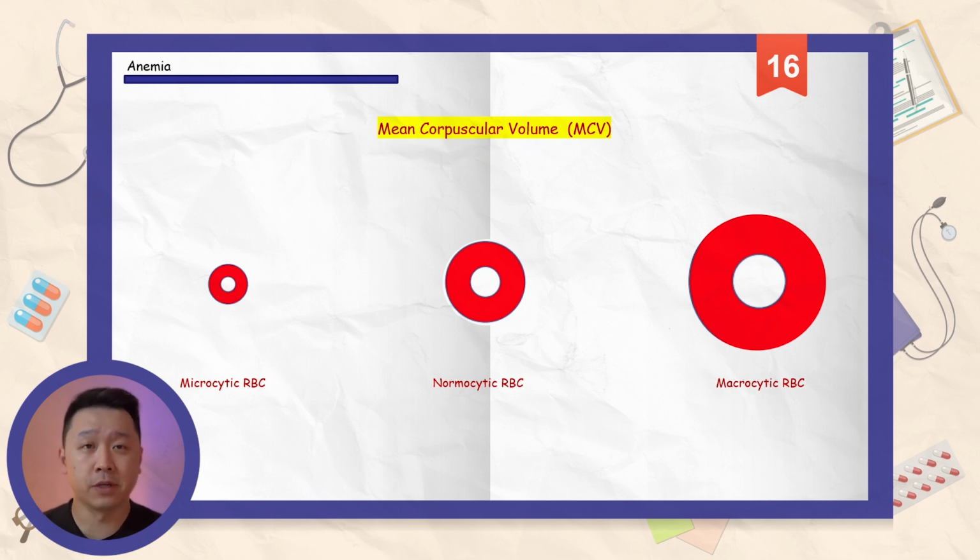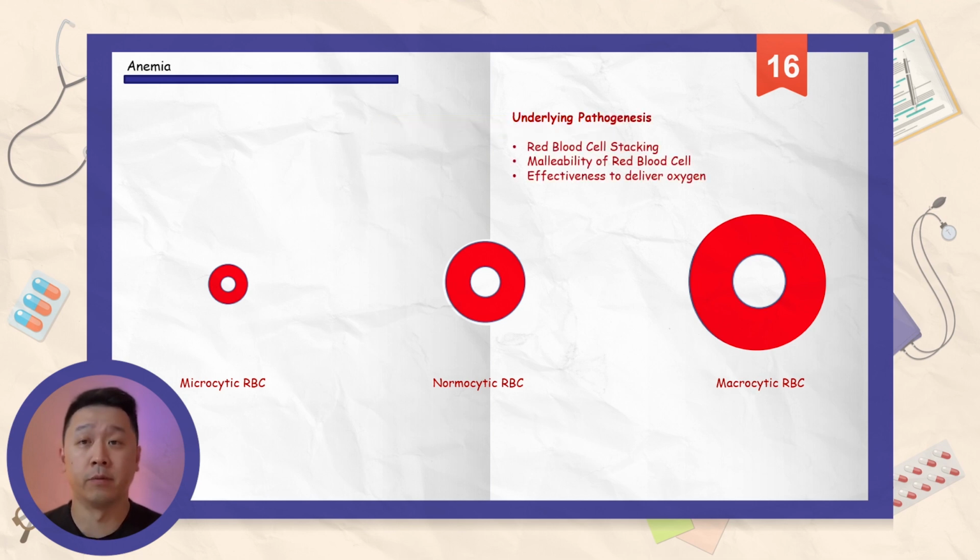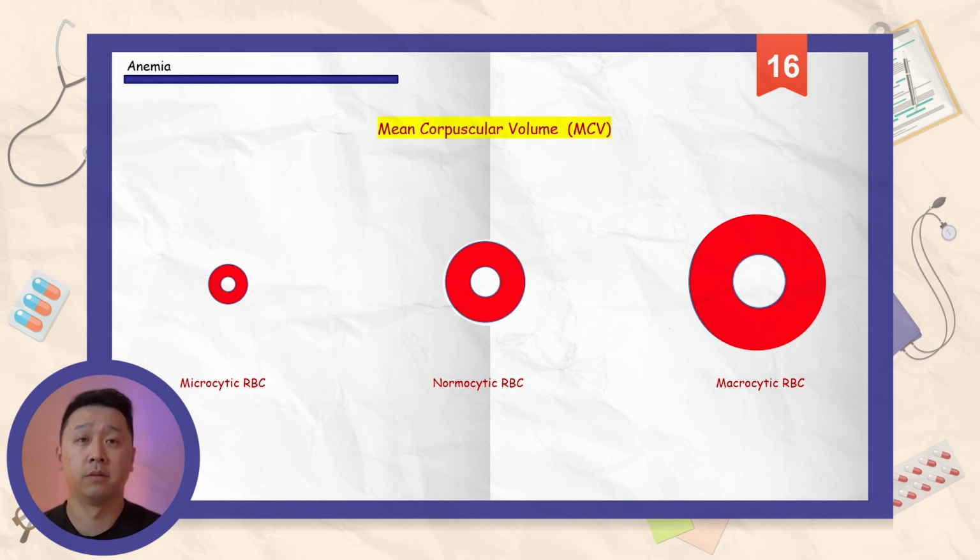So under these different classifications of anemia lies a defining characteristic that contributes to the mean corpuscular volume of the red blood cell. They include cell stacking of the red blood cells, flexibility of red blood cells, as well as the effectiveness to deliver oxygen. So we will utilize these attributes as we explore the clinical manifestation of the different types of anemia.